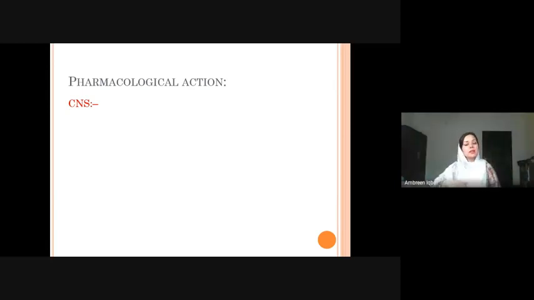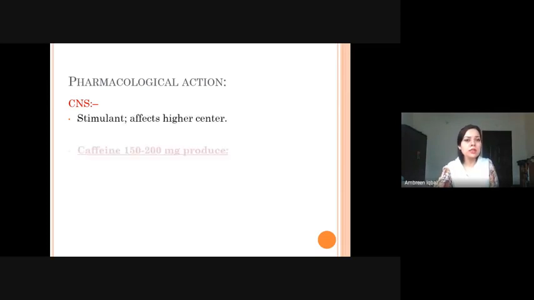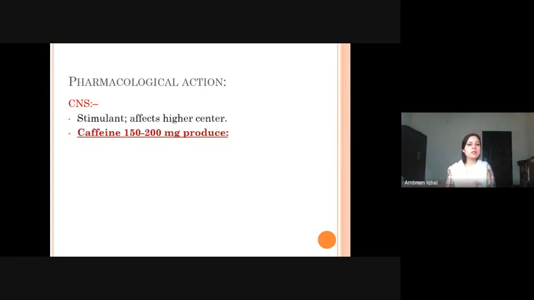Methylxanthines have a large number of pharmacological actions, along with the effects on the kidney and the lungs. They also affect the CNS, CVS, kidney, GIT, and brain. So we are going to discuss them individually. On the CNS, they act as a stimulant and affect the higher centers.